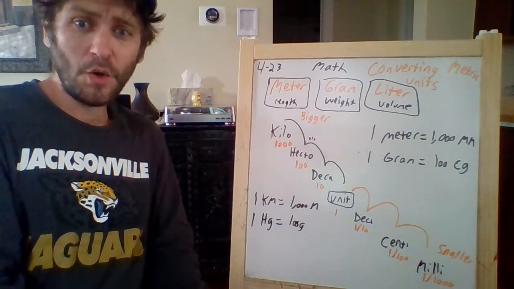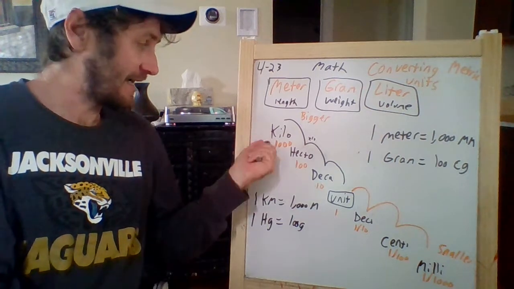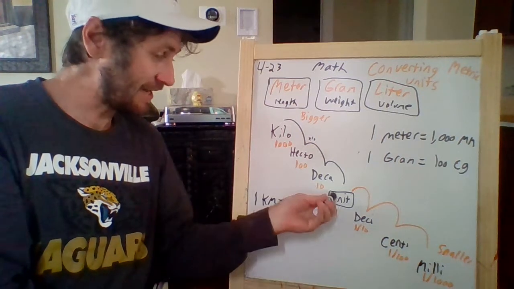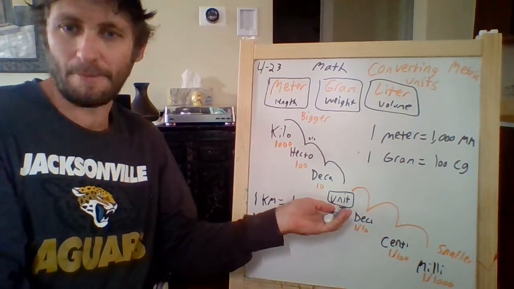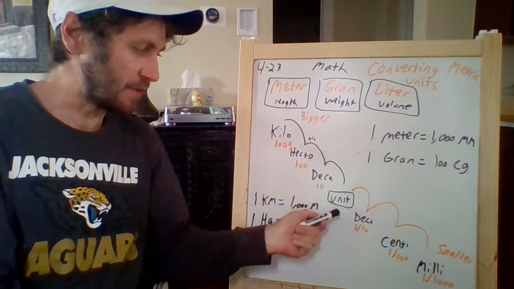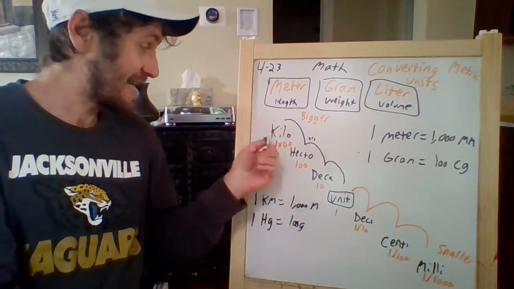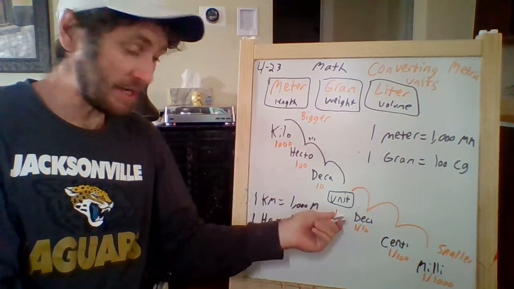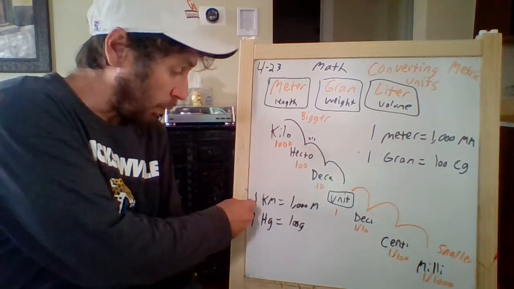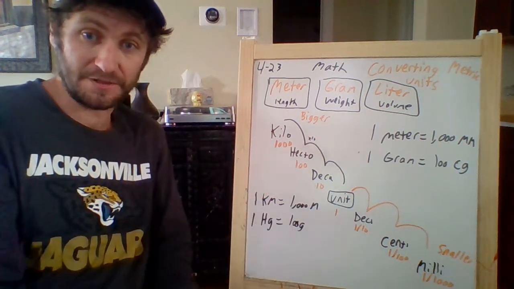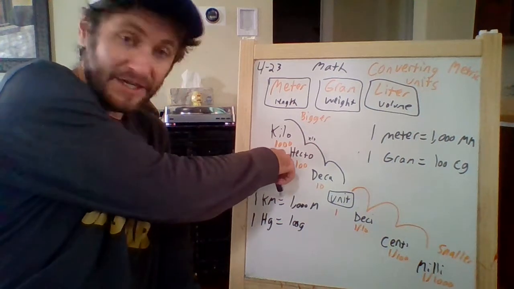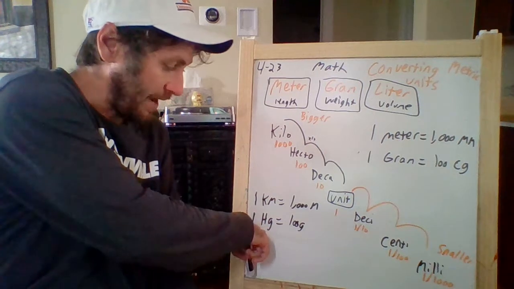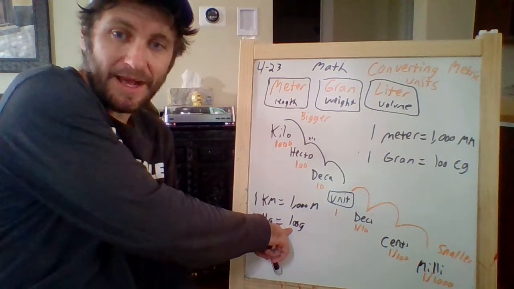So we know that kilo is the biggest, milli is the smallest, at least for what we're using this. And in the middle is unit. And that just means meter, gram, or liter. Anything there, that's our unit. So if I have a kilometer, it is 1,000 times bigger than my unit, which was meters. So 1 kilometer equals 1,000 meters. Right here, a hectogram is 100 of my unit. So 1 hectogram equals 100 grams.